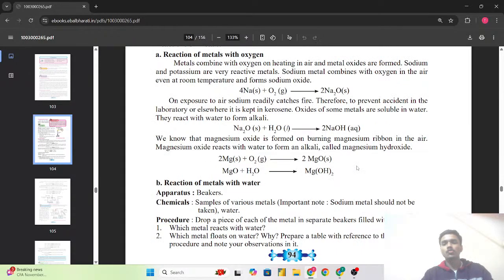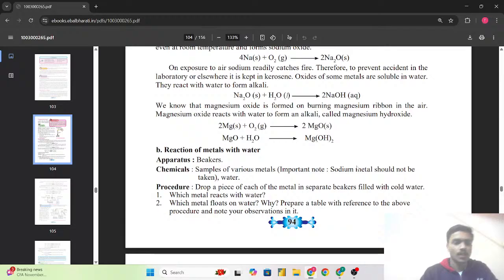A similar conclusion we can draw here: when the oxides of metals react with water, it leads to the formation of a base, that is, an alkali. As we have seen in the above two reactions, when sodium oxide reacts with water it leads to the formation of sodium hydroxide, and magnesium oxide when it reacts with water leads to the formation of magnesium hydroxide.